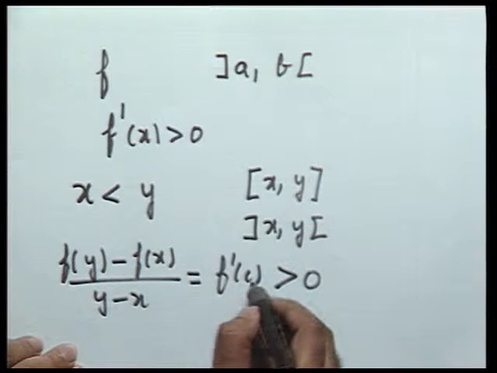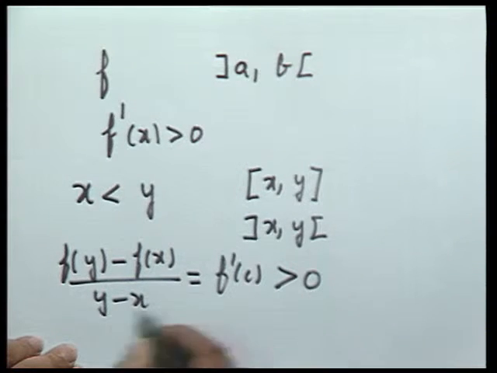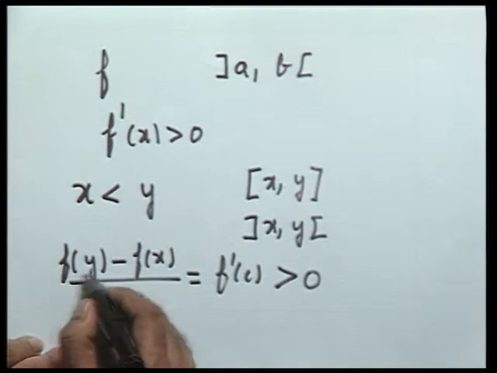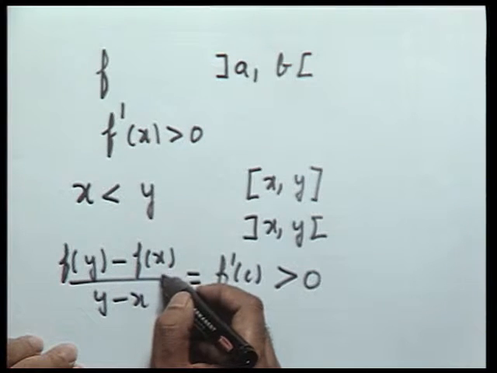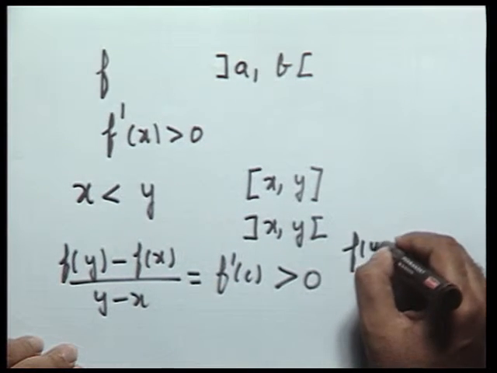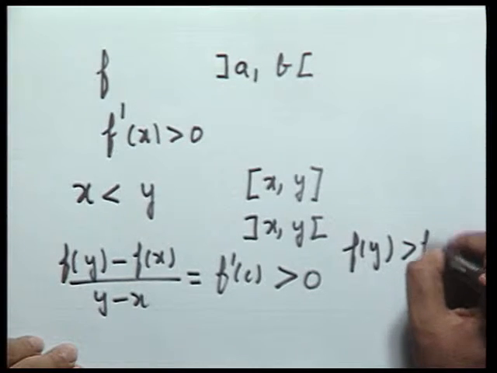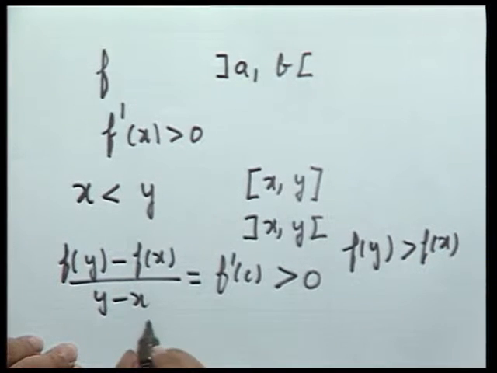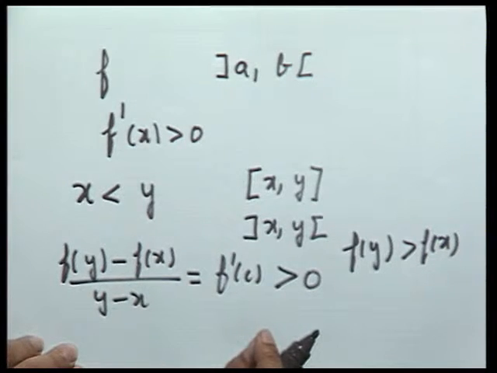So, f prime c is positive, y minus x is positive, therefore, f y minus f x is positive. This simply means f of y is greater than f of x, which is what we had to prove, that the function is strictly increasing. You could also use the mean value theorem to show that if the derivative is strictly negative in the open interval a, b, then the function is a strictly decreasing function. There are other applications of the mean value theorem that we would like to discuss over here.